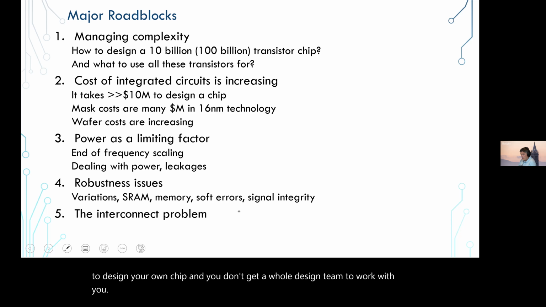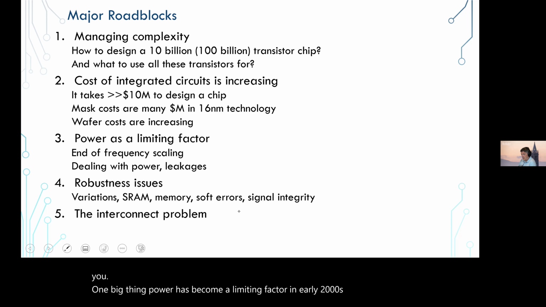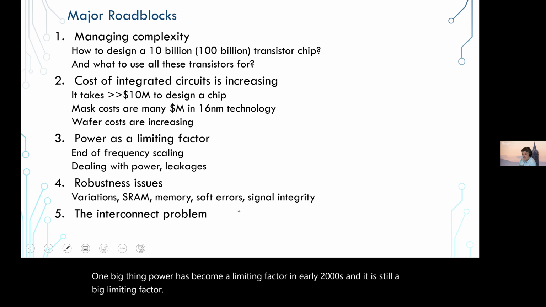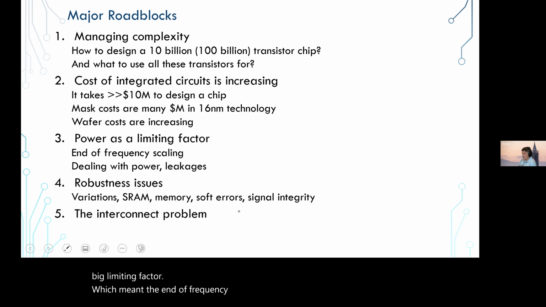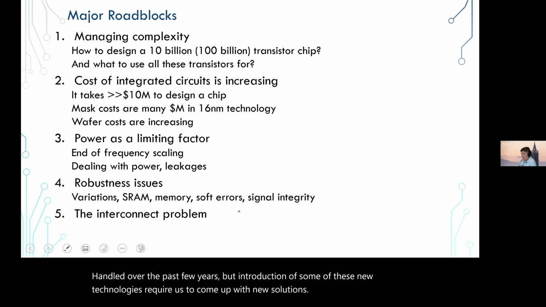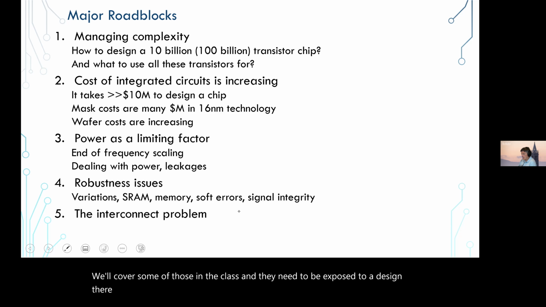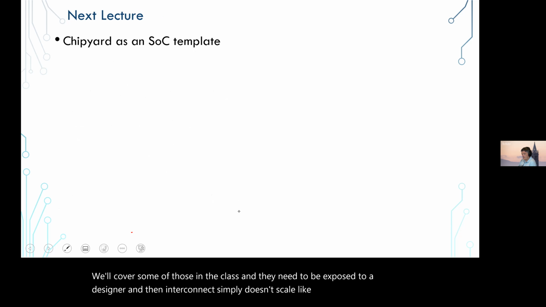One big thing: power became a limiting factor in the early 2000s, and it is still a big limiting factor, which meant the end of frequency scaling, and we need to deal with power limitations and leakage. Robustness has been a problem that has been handled over the past few years, but the introduction of some of these new technologies requires us to come up with new solutions. We'll cover some of those in the class, and they need to be exposed to a designer. And then interconnect simply doesn't scale like it used to.